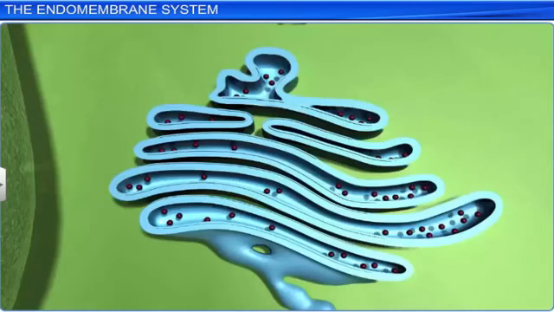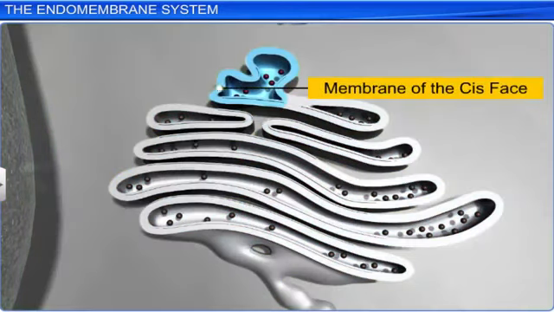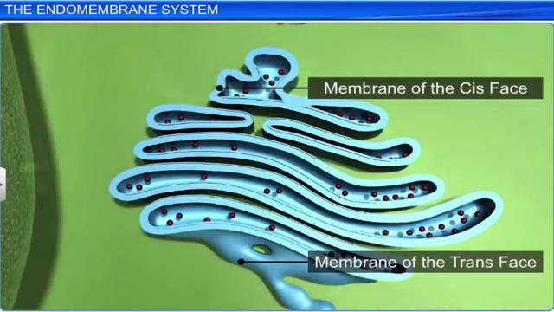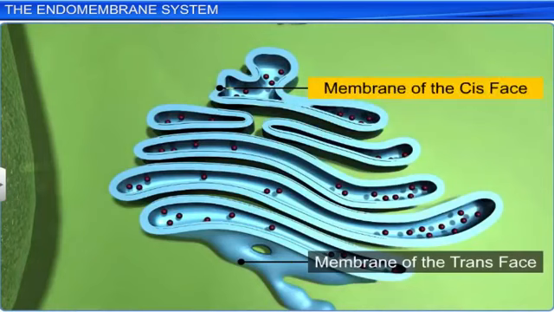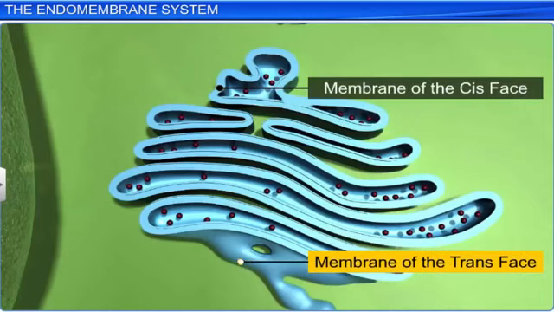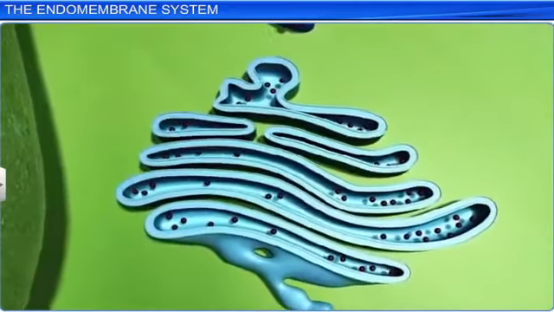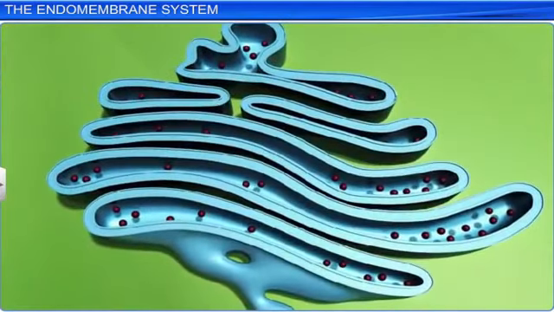Though both the cis face and the trans face are interconnected, they are different. For instance, the cis face has a thin membrane, whereas the membrane of the trans face is thick. In a cell, the Golgi apparatus acts as a packaging and forwarding center.